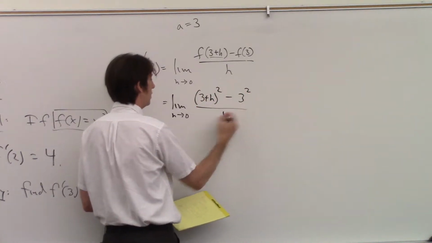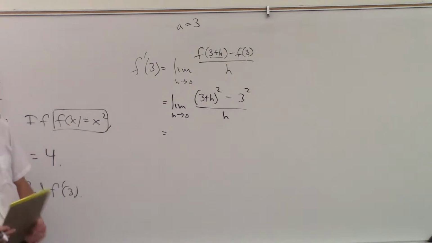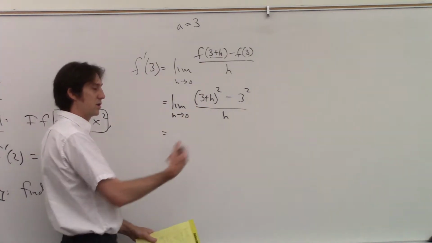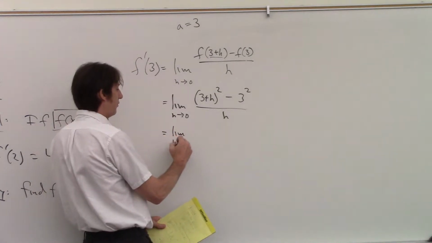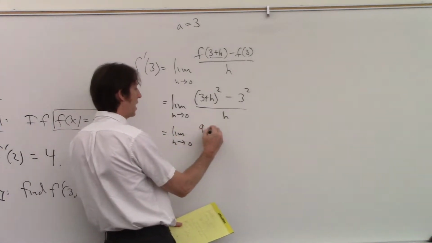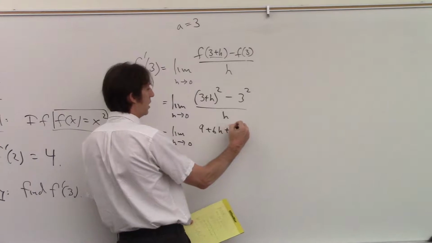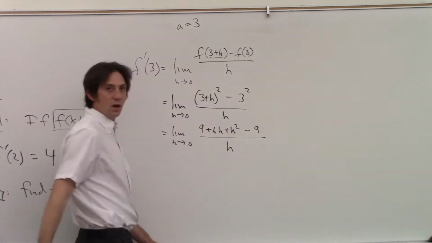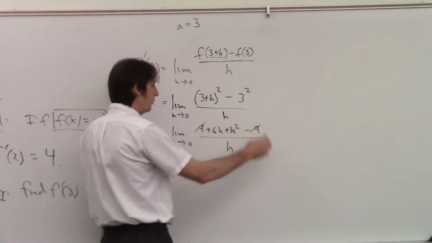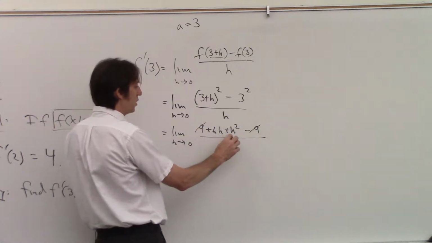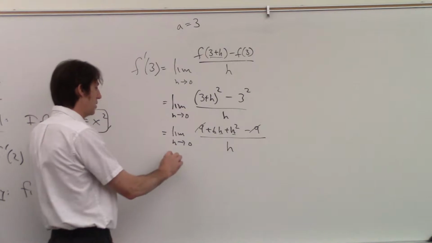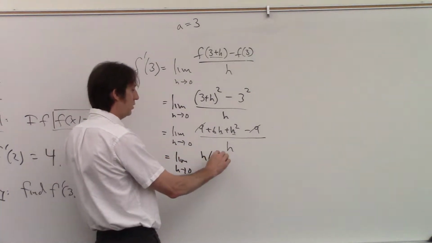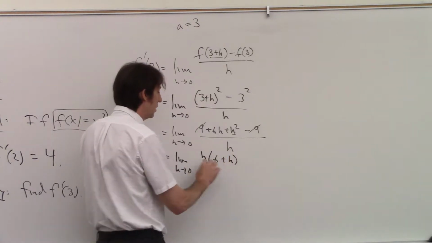squared all over h. To evaluate this limit, like we did the other day, I should FOIL 3 plus h and then continue simplifying. So that's the limit as h goes to 0 of 9 plus 6h plus h squared from FOILing minus 9, all divided by h. In the numerator, we see that the 9's cancel. Then I see that each term that remains has an h in common. You can factor out that h in the numerator. That would leave you with 6 plus h.